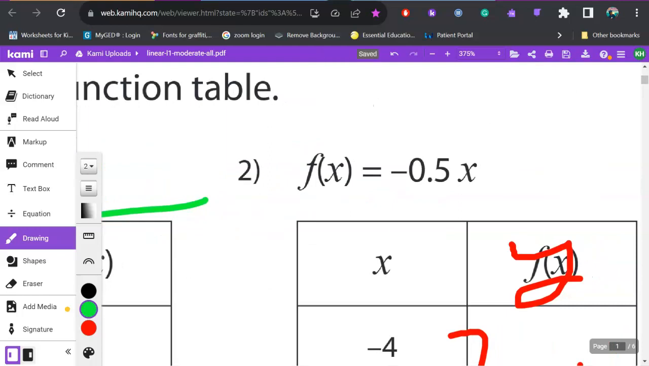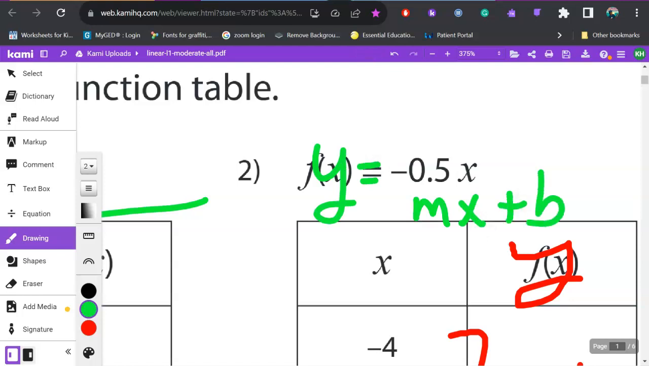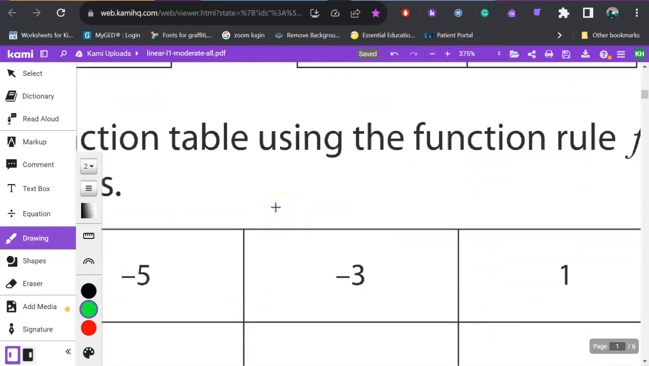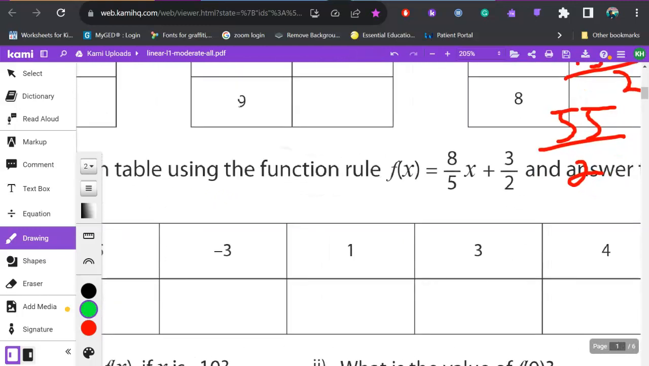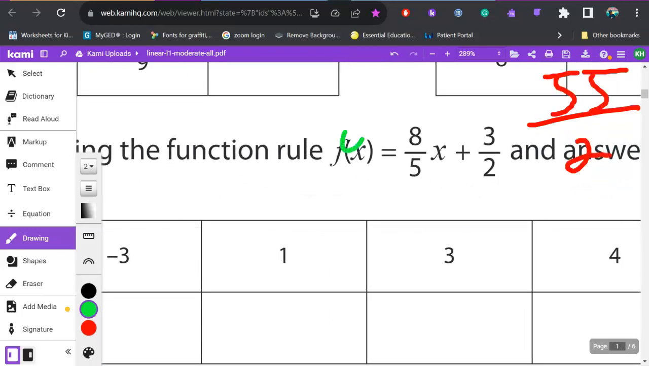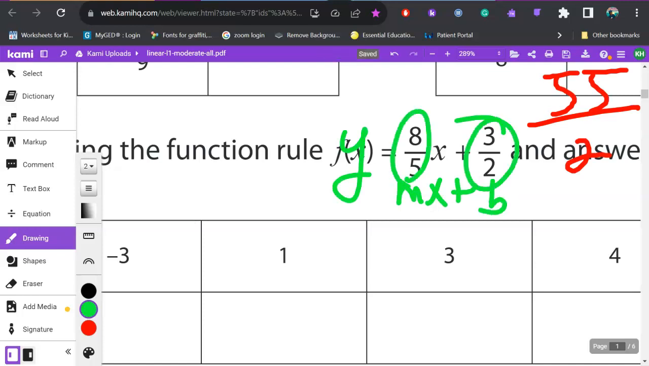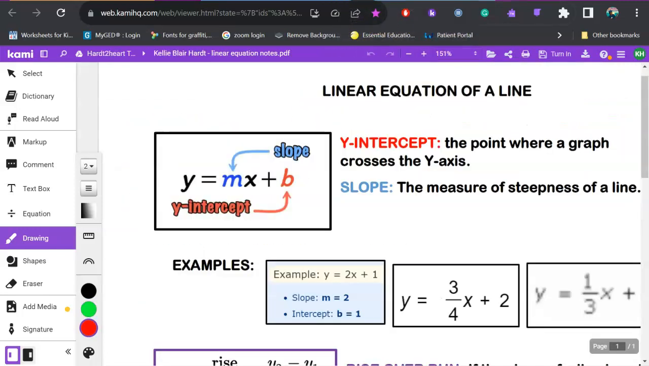Number 2, y equals mx. In this case, there just happens to be no b, which is also something that can very much happen. But it's just making sure that you understand that we've been kind of dealing with this already. Look at that. y equals mx plus b. My m number is 8/5. My b number is 3/2. I know. All right, so what does all that mean?